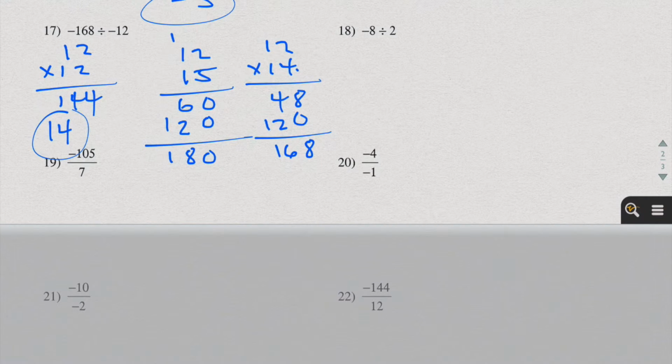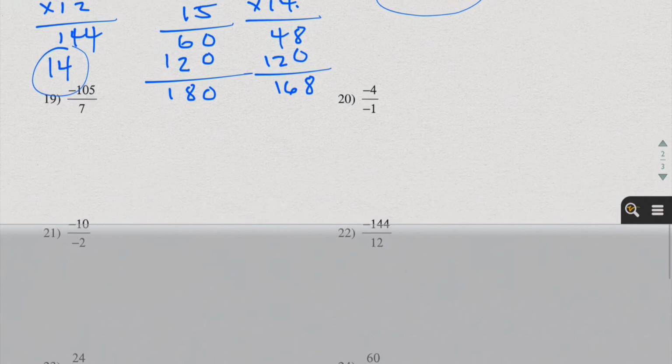Number 18. Negative 8 divided by 2. A negative divided by a positive is a negative. 8 divided by 2 gives us 4, so negative 4 is our answer.